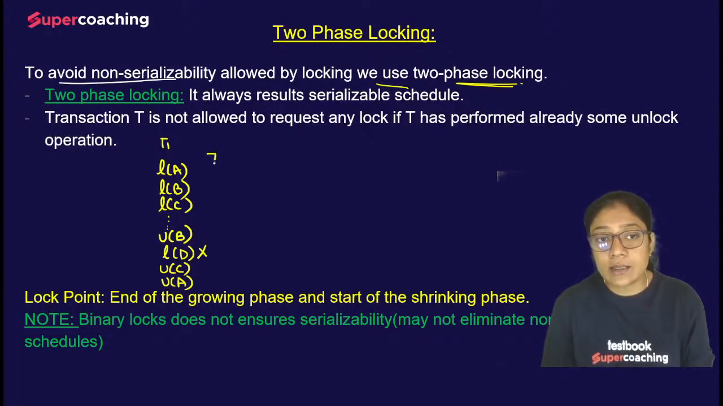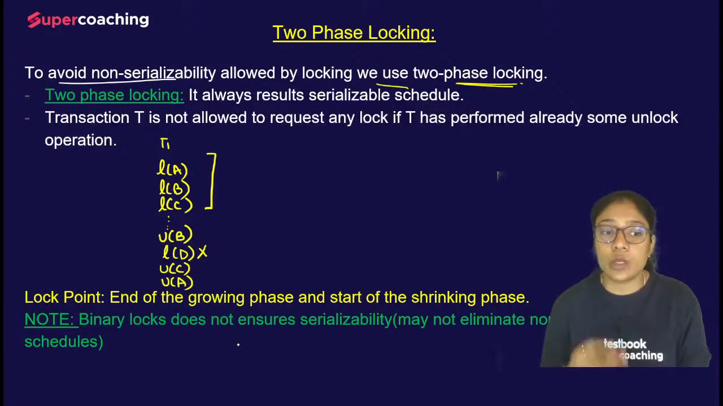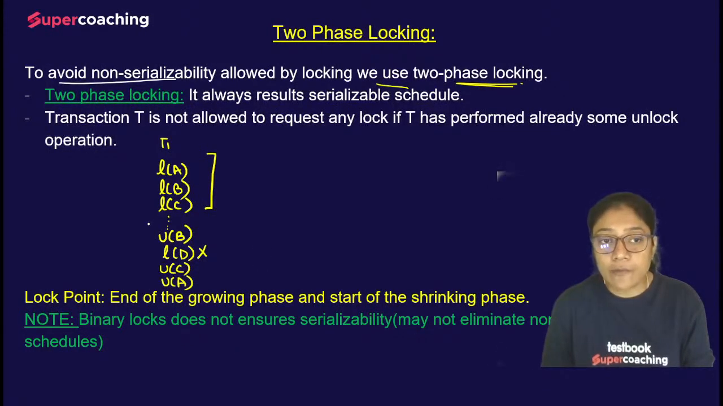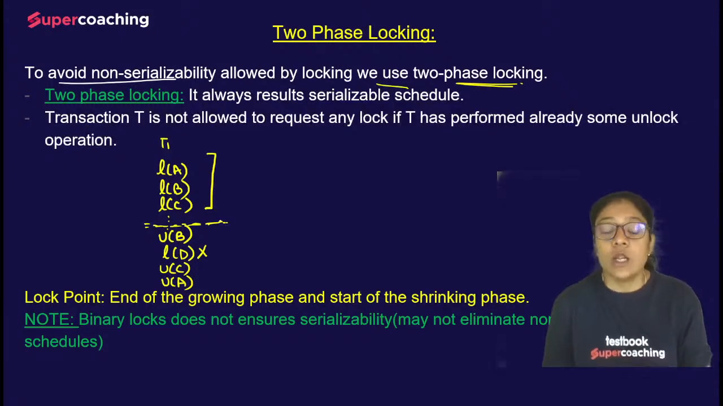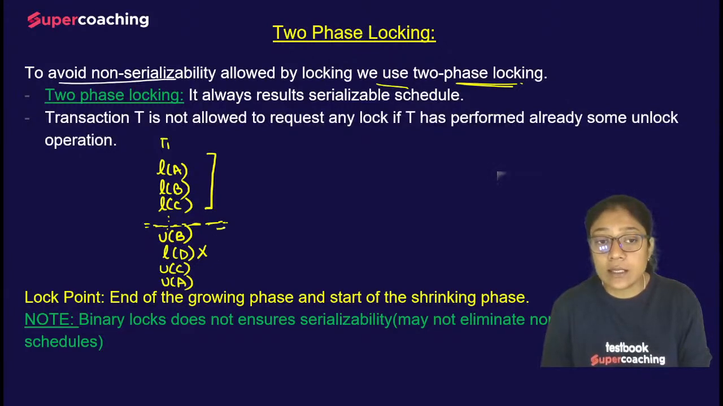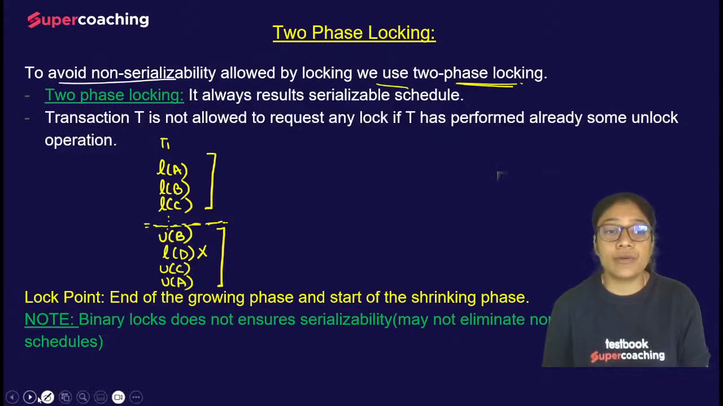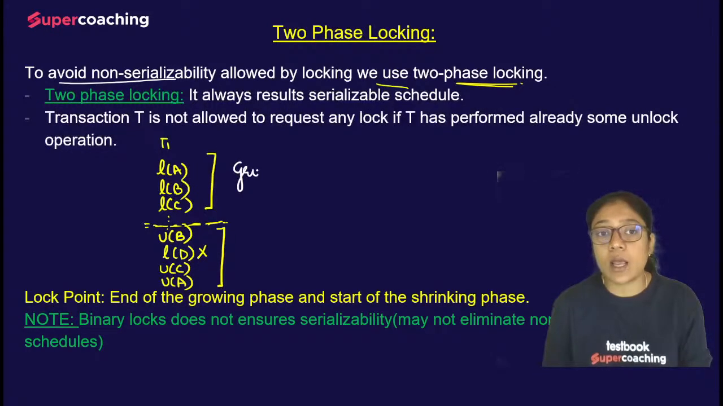So here in this phase the number of locks are growing, क्योंकि locks बढ़ रहे हैं, and after this point locks कम होने शुरू हो गए, right? So this is the second phase. So that is why this is known as two-phase locking. Here we'll be using two terms. One is here the number of locks are growing. So this phase is known as the growing phase.